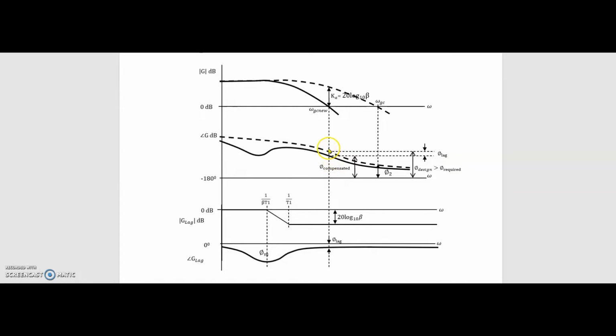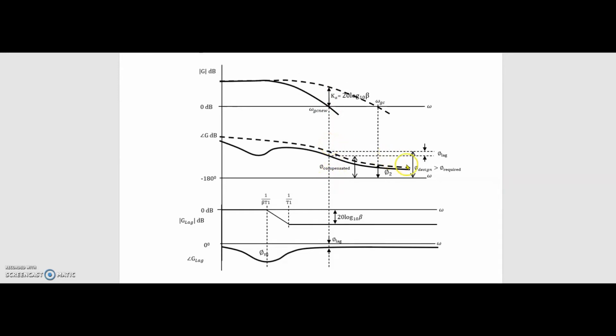Now if we can drop our gain by this much amount, this point will shift towards this zero gain, and when this shifts towards zero gain, then this will be the new crossover frequency. Okay, and at this new crossover frequency the phase margin will be 60 degrees.